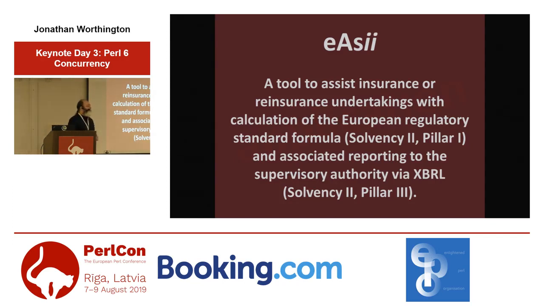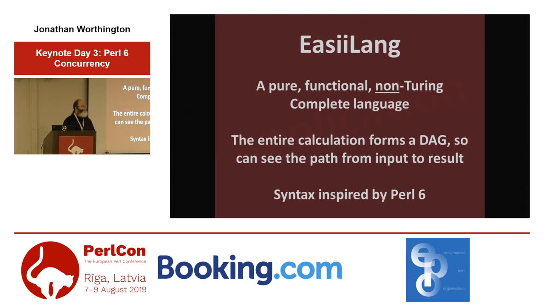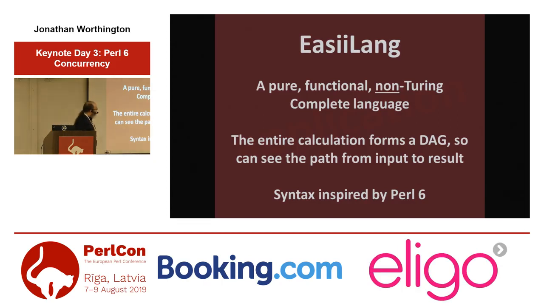Now, this calculation is very involved, and it changes over time, and that is something that mathematicians at our client are working on. So that they can do that, we built something called EasyLang. EasyLang is a pure functional language that is not Turing complete. Yay. Which means that we can reason about it. And fundamentally, it means that the entire calculation forms a directed acyclic graph.